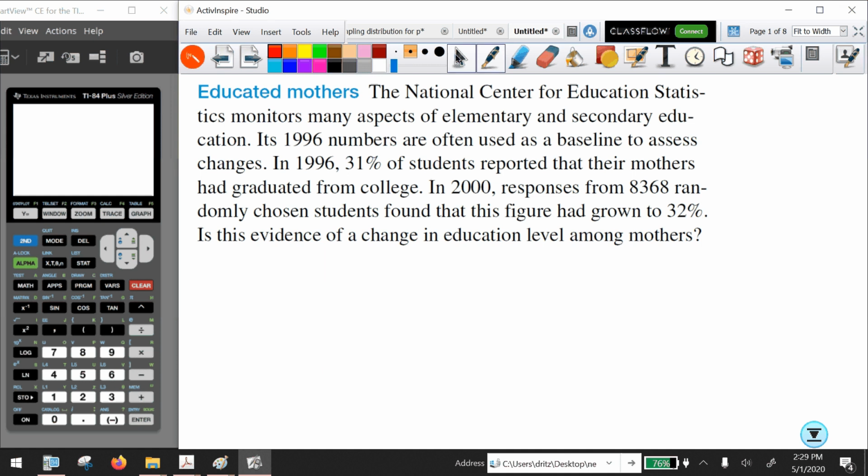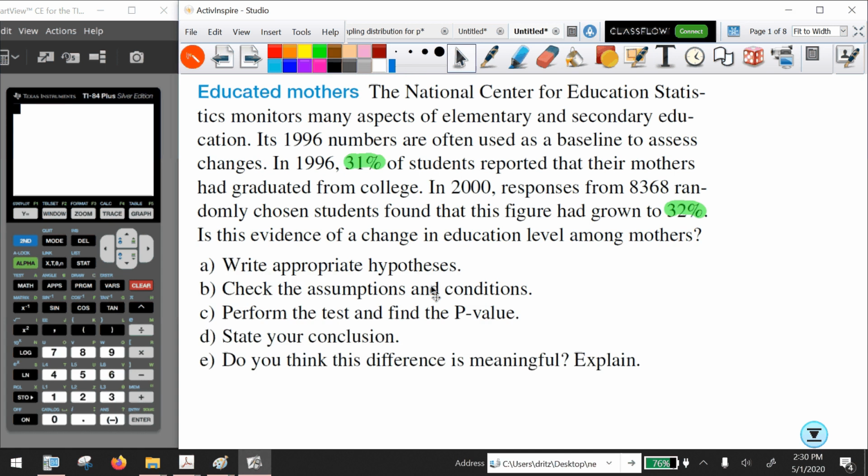So in this question, we are basically trying to figure out if this is a statistically significant change from 31% to 32%. It seems like it's almost too small of a change to measure, but luckily this chapter gives us some very effective tools at measuring changes such as these. And we're supposed to answer these 5 individual questions here. Question 1. Write appropriate hypotheses.